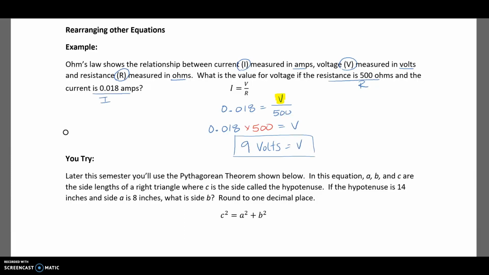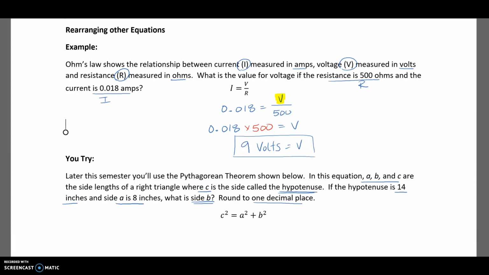Challenge yourself and try the next example using the Pythagorean theorem, which is an equation we'll see again later in the course. In this equation, A, B, and C are all side lengths of a right triangle, and C is a side that's specifically called the hypotenuse, which is the longest side of a right triangle. You're given the value here for the side length of the hypotenuse, 14 inches, and you're told side A is 8 inches. Try and find side B. When you get to the end, round your answer to one decimal place.